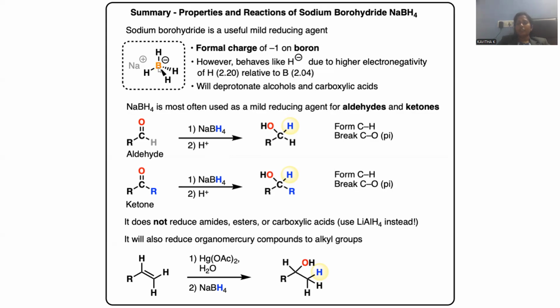Boron experiences electron deficiency, whereas hydrogen experiences nucleophilicity, electron richness, right? That is because of electronegativity: hydrogen 2.20 and boron 2.04. This is the way polarization arises. Whenever an aldehyde is subjected to sodium borohydride reduction under acidified conditions, the aldehyde is converted into a primary alcohol, right? A ketone upon reduction with sodium borohydride gives rise to a secondary alcohol as a product.